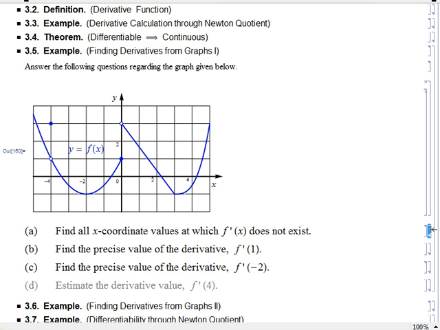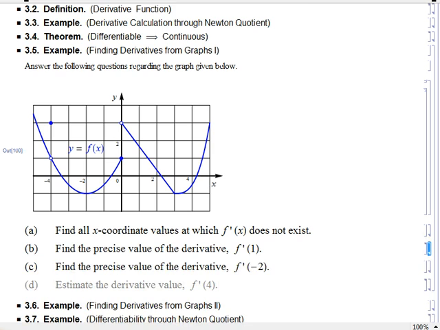Next question, find the precise value of the derivative f prime of 1. So x equals 1 is right here, so we are talking about the slope of the tangent line around here, but this is a line segment. So I don't really have to do anything, just find out the slope of this line segment itself, because this is itself a tangent line. So what is it? Rise over run is going to be -4/3.